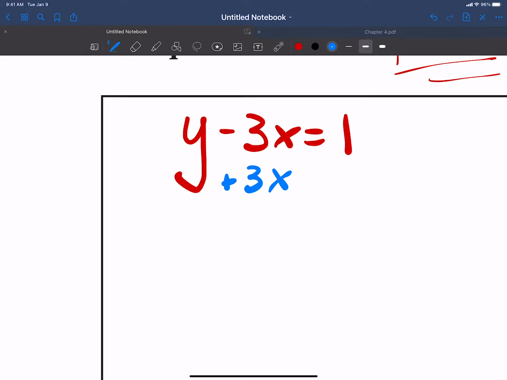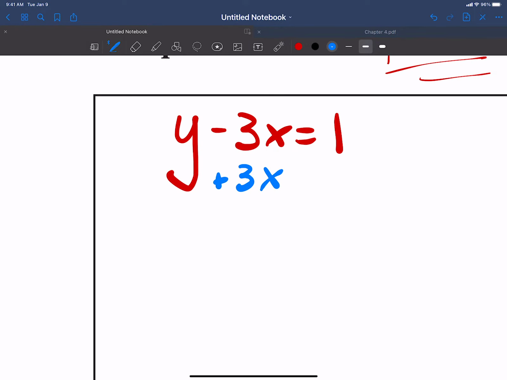Now watch carefully how I write this. Usually when getting variables by themselves, I would write it like that, right underneath the next half of the equation, right? But not this time. I can't add 1 and 3x to each other. They're not like terms. So I'm going to write it like this. Because I can't do anything about it, guys. That's it. I can't add 1 and 3x. They're not like terms. But I can cancel these two out.